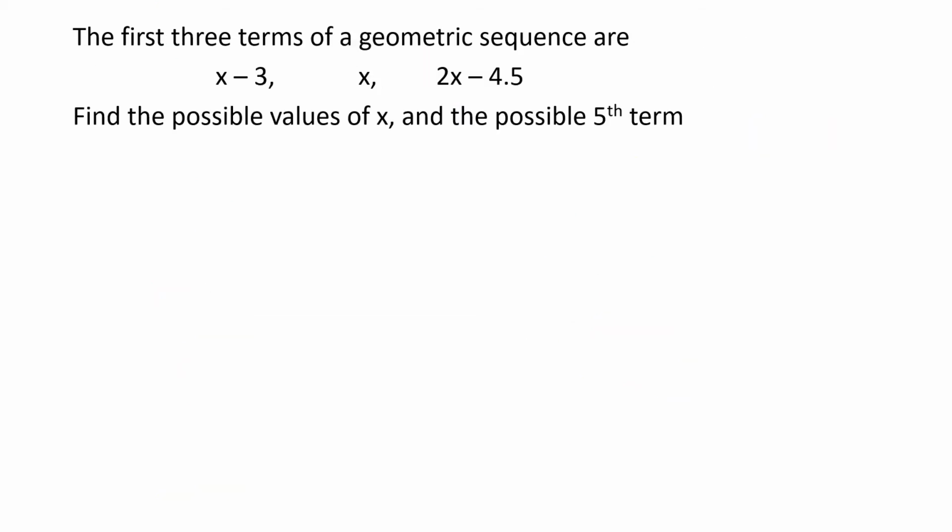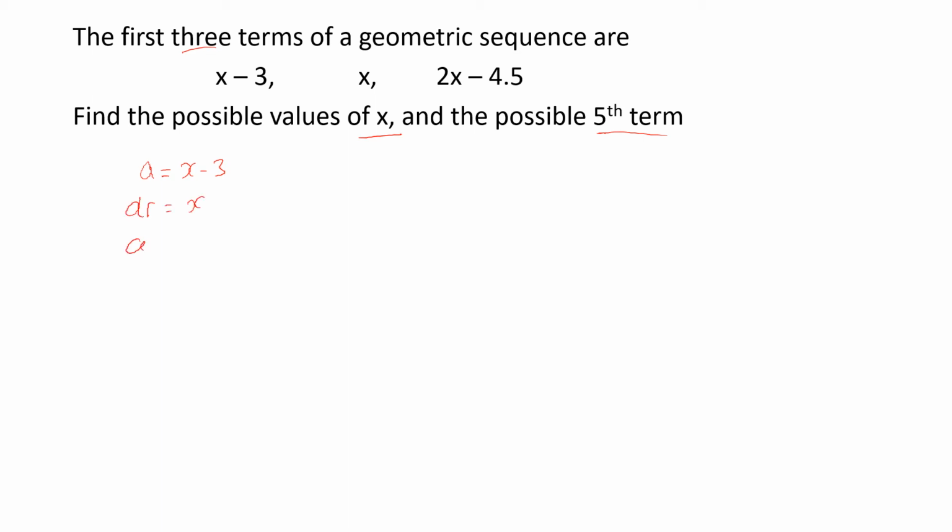Okay, here's another question we can ask, this time a little bit more algebraic. So we've got the first 3 terms of our geometric sequence. We want to find the possible values of x and what the 5th term could possibly be. So again, remember how we could label these. We could say that a, that's our first term, is equal to x minus 3. We could say that ar, which is our second term, is equal to x.